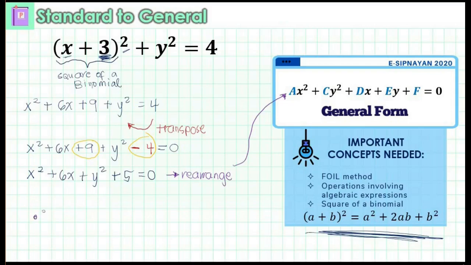Hence, we first write the term with x squared, then y squared, then plus 6x. There's no term with y, so we simply proceed with plus 5 equals 0. And that is now the general form of the given standard form equation: x squared plus y squared plus 6x plus 5 equals 0.